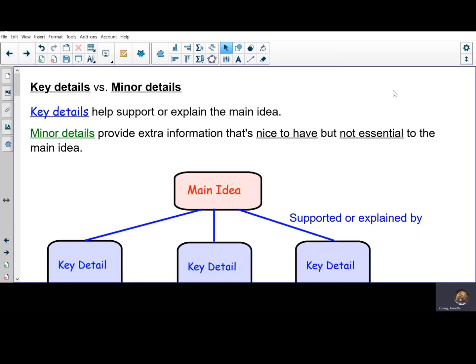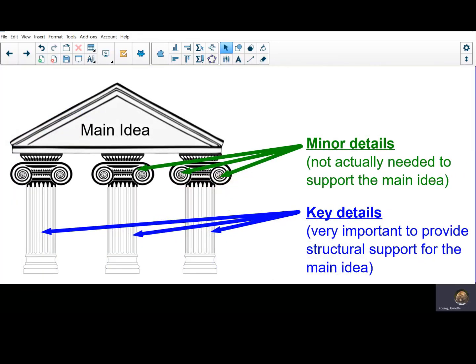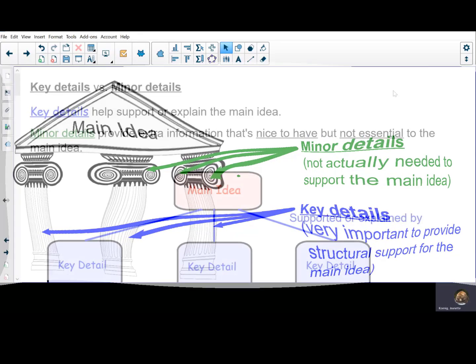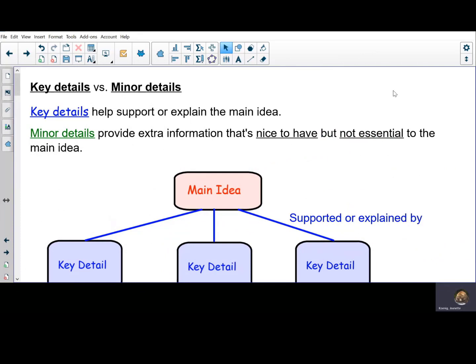Minor details supply extra information that's nice to have, but it wouldn't affect the main idea if you took them away. Think of them as decorations that are on the pillars. They make the pillars a little bit nicer to look at, but if you didn't have them, it really wouldn't be all that crucial. As I said before, they provide extra information that's nice to have, but they don't actually provide any support for the main idea. One of the things that you'll be required to do for the GED is be able to tell which details are key and which are minor. But, so you're saying I don't even need the minor details?